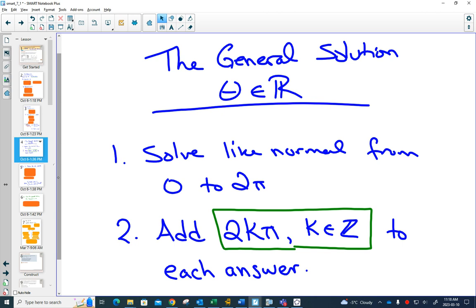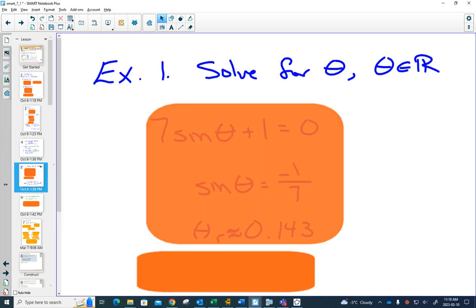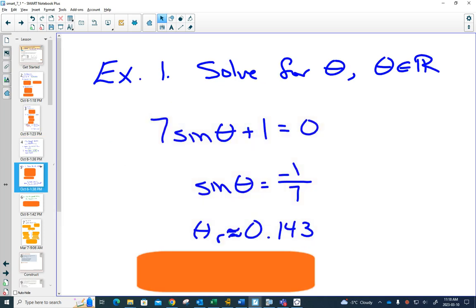So once you have that written down, if you turn to example 1, you can put an X through example 1, because we're going to do a couple of different examples instead. Here is our first one. It's like a chapter 6 question that says solve for theta, but this time it says theta is all real numbers. And we're going to solve 7 sine theta plus 1 equals 0.